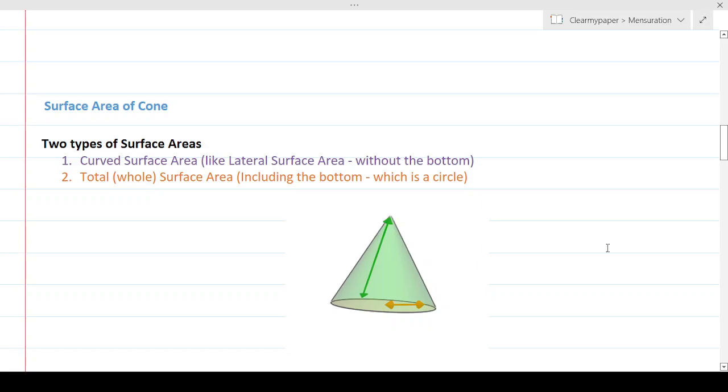So let's talk about surface area of a cone. In the last episode or topic, we covered the volume of the cone. Surface area is a different topic within that, but let's cover this separately.